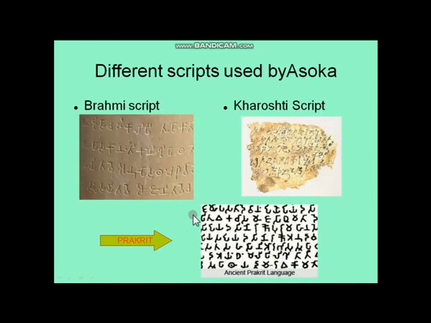Mainly, King Ashoka used three scripts. One Prakrit script, and the other two Brahmi and Kharoshti scripts. So King Ashoka used Brahmi script, Kharoshti script and Prakrit script in his inscriptions.